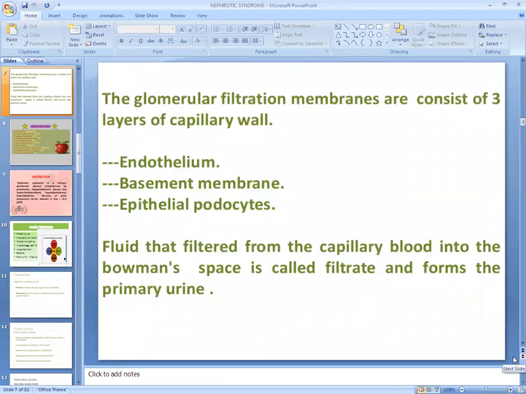The glomerular filtration membrane consists of three layers, as we discussed: the endothelial layer of the capillary, then the basement membrane, and the epithelial podocytes with foot processes. The fluid filtered from the capillary blood into Bowman's space is collected there and is called the filtrate, and it forms the primary urine.